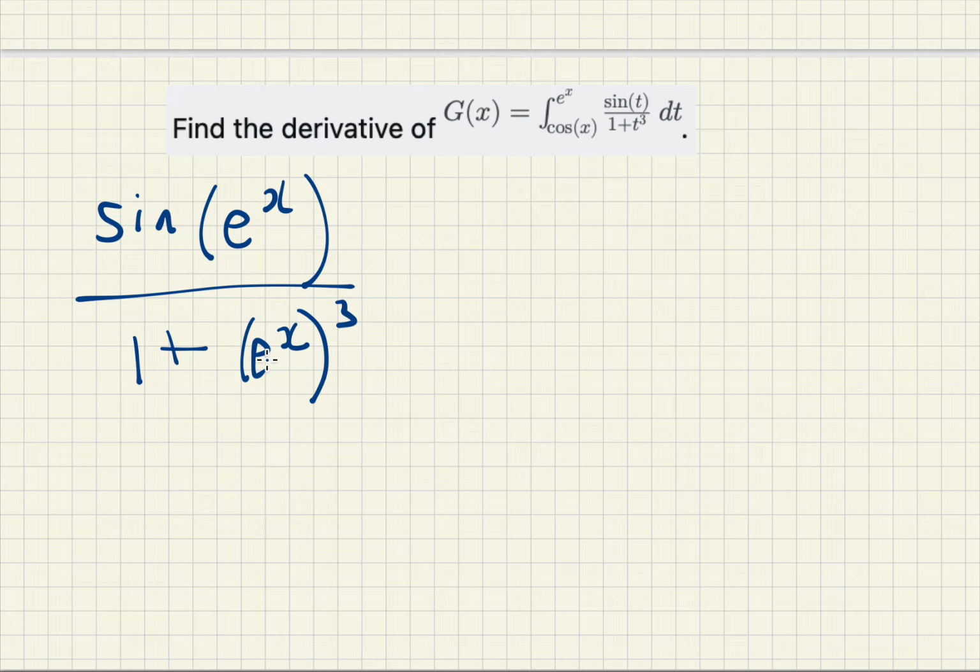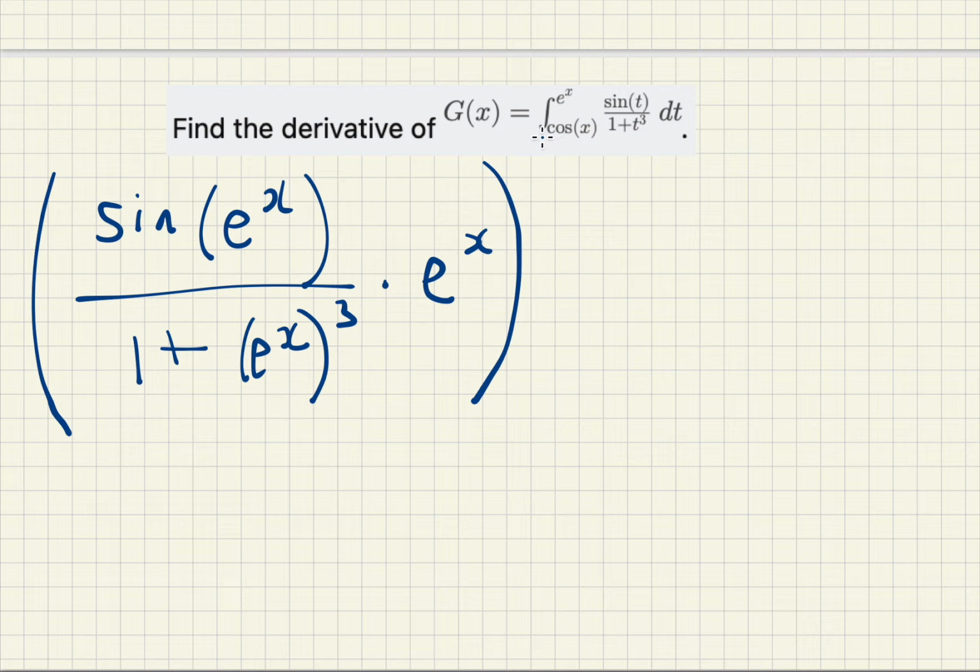We can write this as e to the power of 3x, since using a law of exponents, we know that e to the power of x to the power of 3 is also equal to e to the power of 3x. But I'm going to leave it like this for now. And we multiply this by the derivative of e to the power of x, which is a rule: e to the power of x is just e to the power of x when you take the derivative.